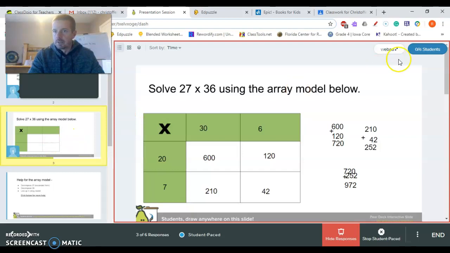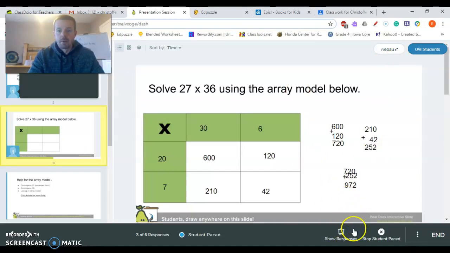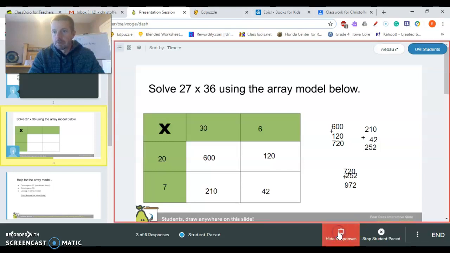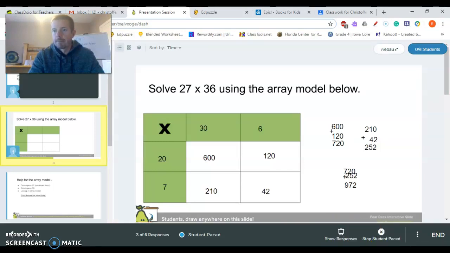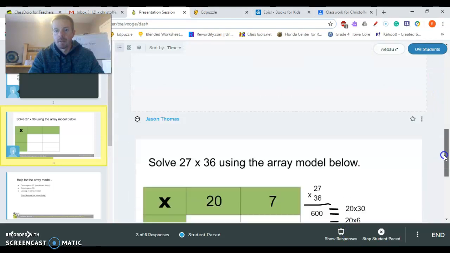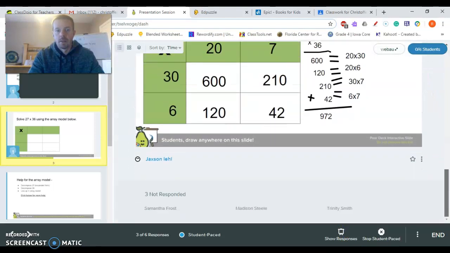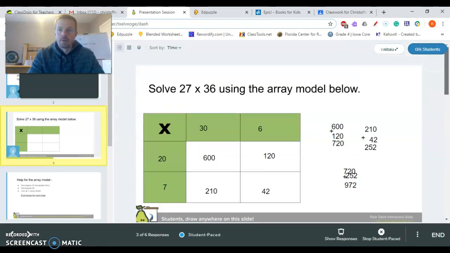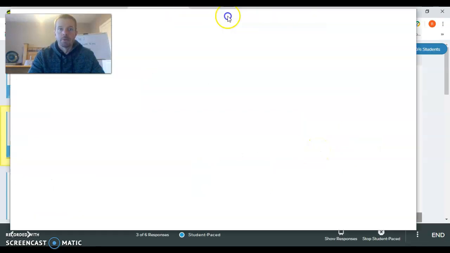You can see here's Jason's response. I'm going to hide his response. Okay, so that's what it'll look like. That's what I will see. So I'll be able to see as your student is completing the work. Okay, that's the first assignment.